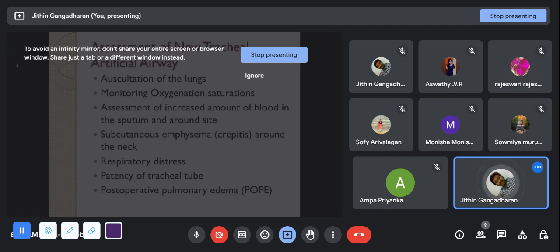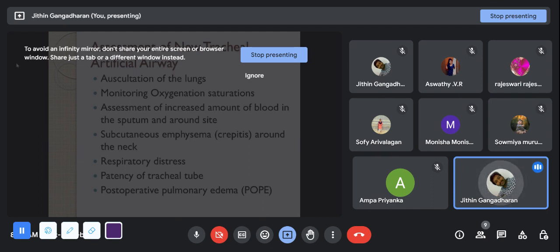So as for the airways, you have to check for that. Auscultate the lung sounds. That is the prime importance. The lung sound should be clear. If there are any abnormalities in the lung sound, you have to check those abnormalities. Auscultation of the lung is the primary important thing. Then you have to monitor the oxygen saturation. Oxygen saturation should be assessed.